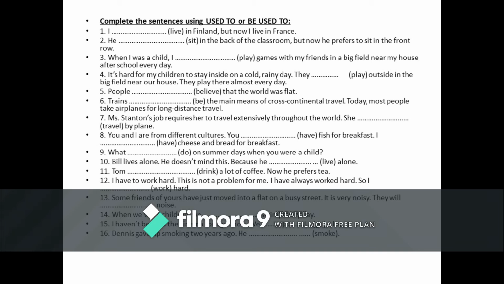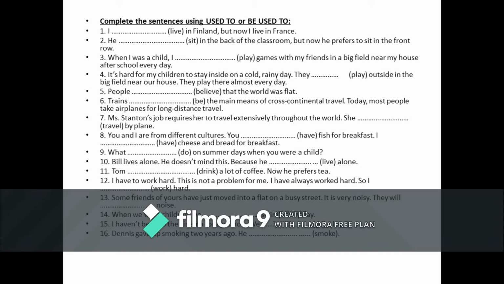Question number 8. You and I are from different cultures. You dots have between brackets fish for breakfast. I dots have between brackets cheese and bread for breakfast. That means that I usually have cheese and bread and you usually have fish. So the answer will be are used to having and am used to having.